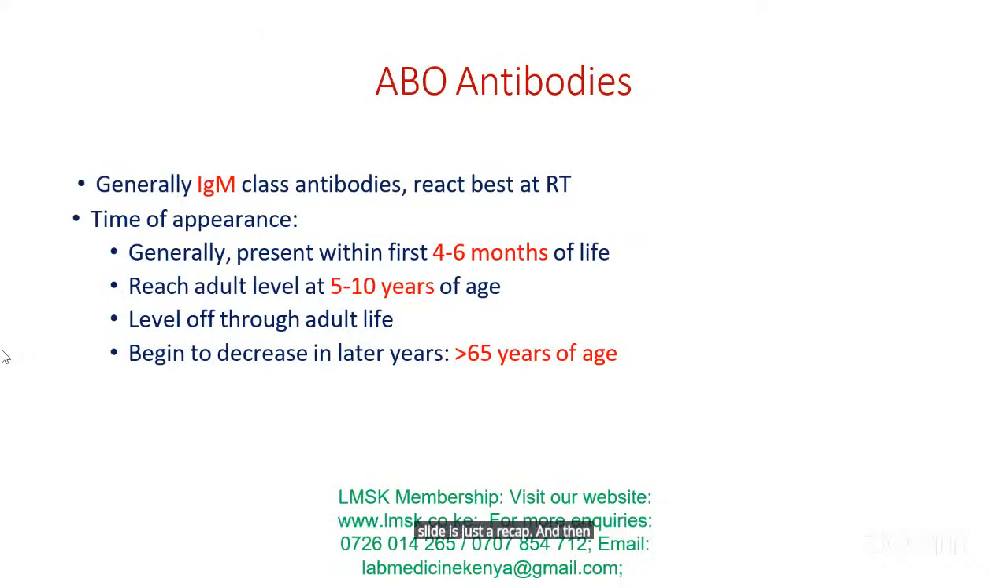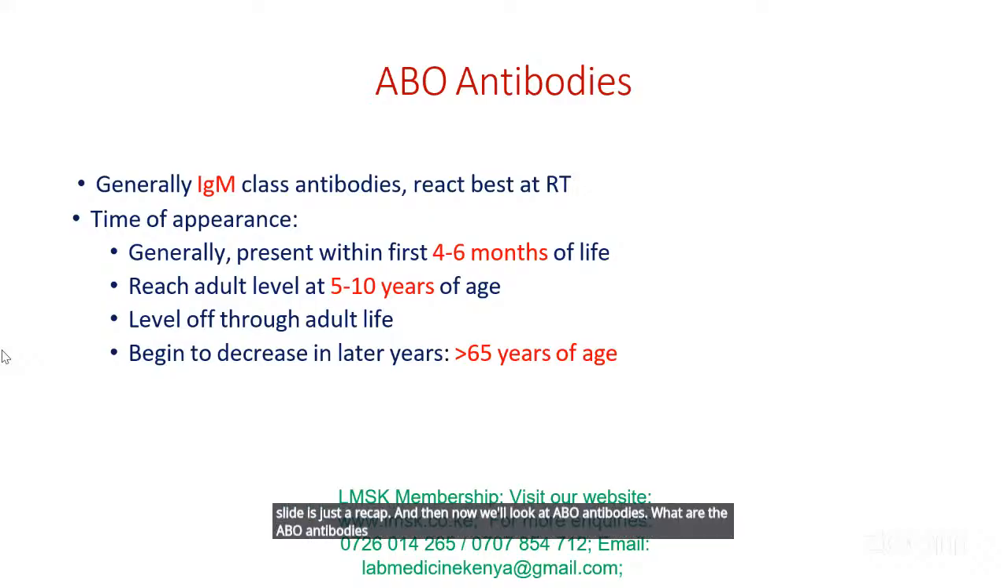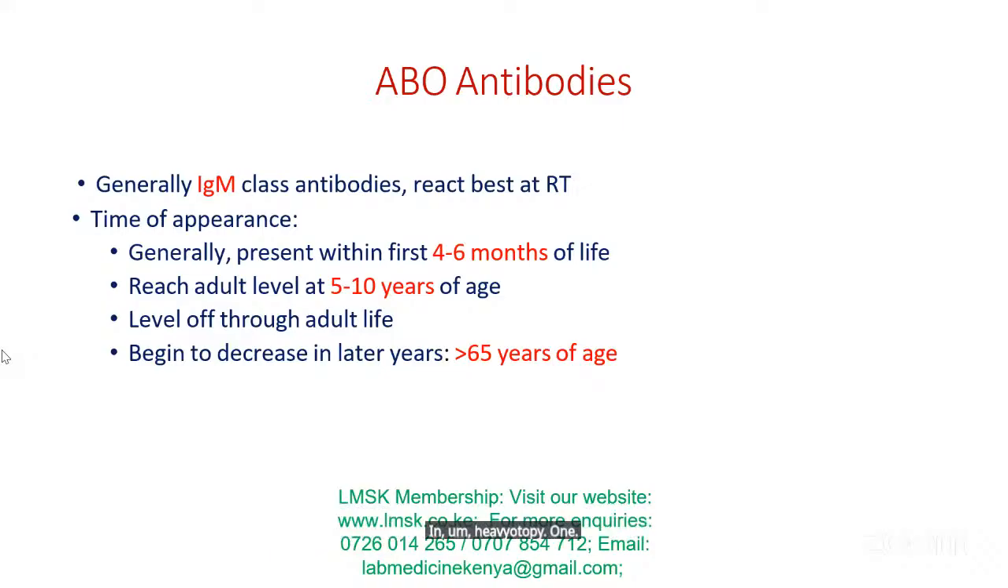And then now we look at ABO antibodies. What are the ABO antibodies? Because they are the ones that play a major role in ABO typing. One, they are generally IgM class of antibodies. So IgM, which means they react best at room temperature. And the time of appearance, generally present within the first 4 to 6 months of life.